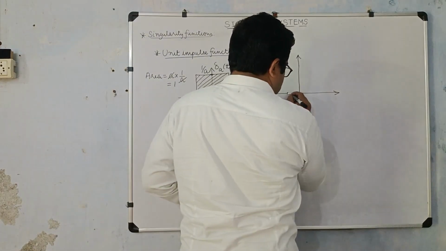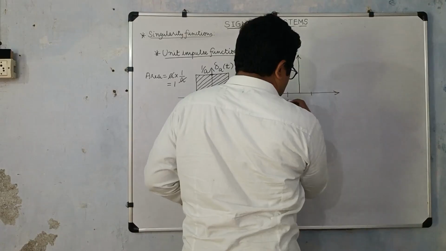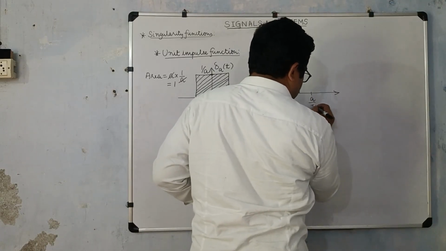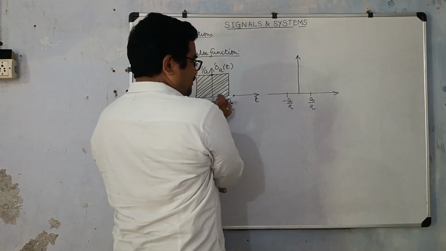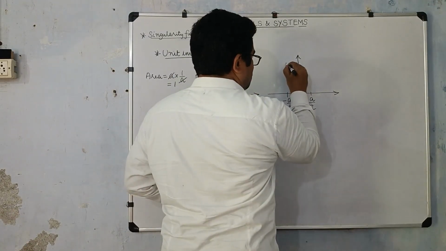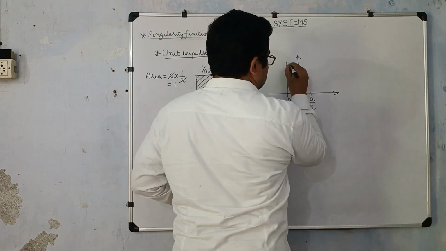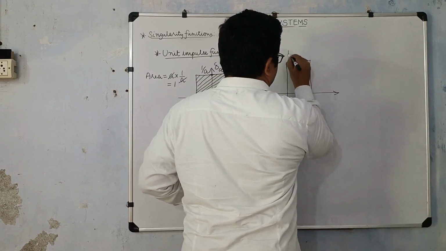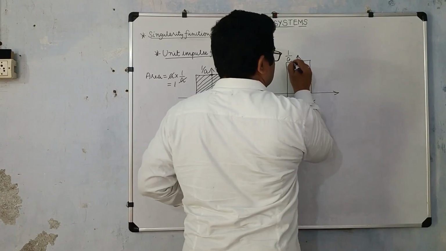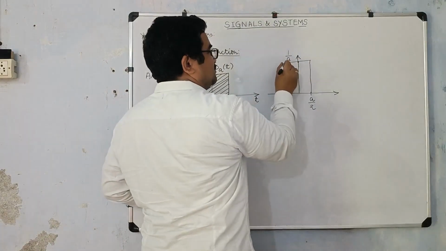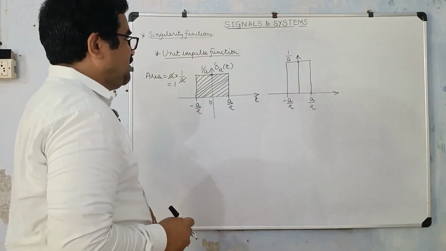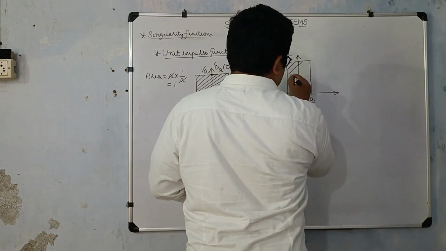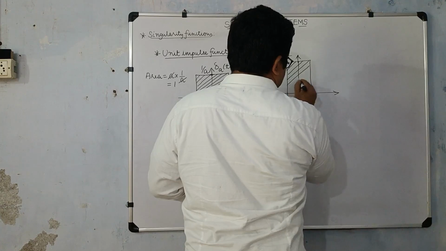Okay. So let us say this is my pulse with a smaller width. So I am reducing the width. So what will happen to the height? Height of the pulse is increasing. Okay. So this is my 1 by a, because as a is decreasing, the denominator is decreasing, 1 by a keeps on increasing. Okay. But the area remains the same.